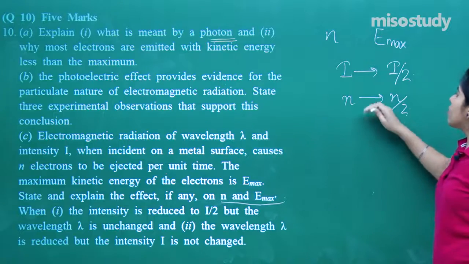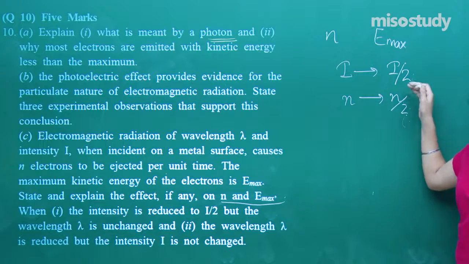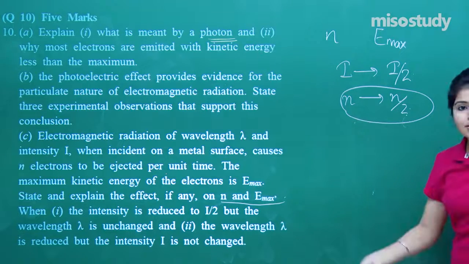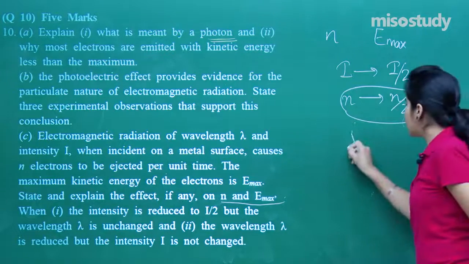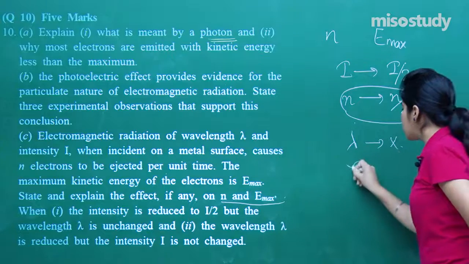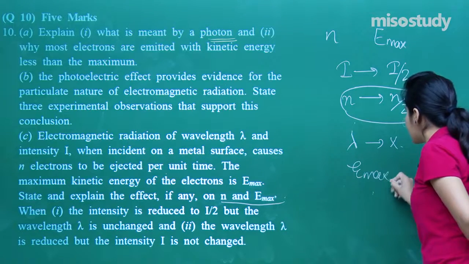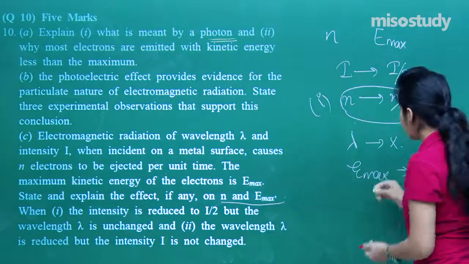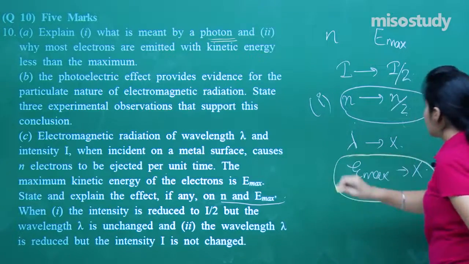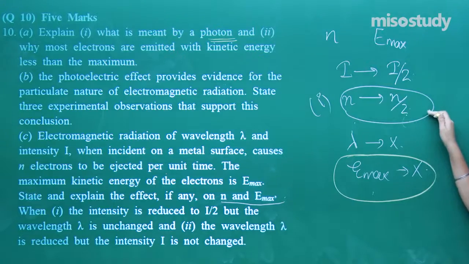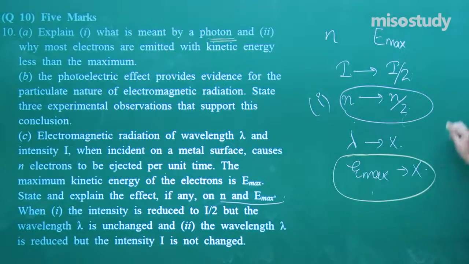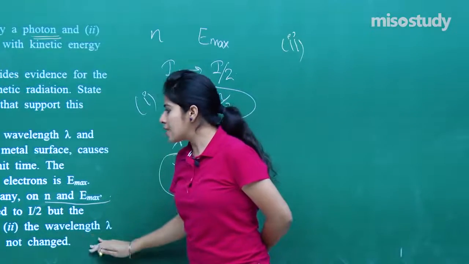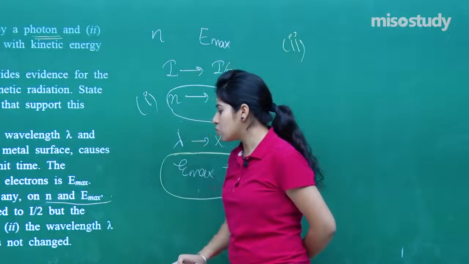So, you will say when I is reduced to I by 2, intensity is reduced, so n will be reduced to n by 2, but since the wavelength is not changed, that means kinetic energy or Emax will not be affected. So, in the first case we have two things: n will be reduced to half, Emax will not be affected. Second part, the wavelength lambda is reduced but the intensity is not changed.